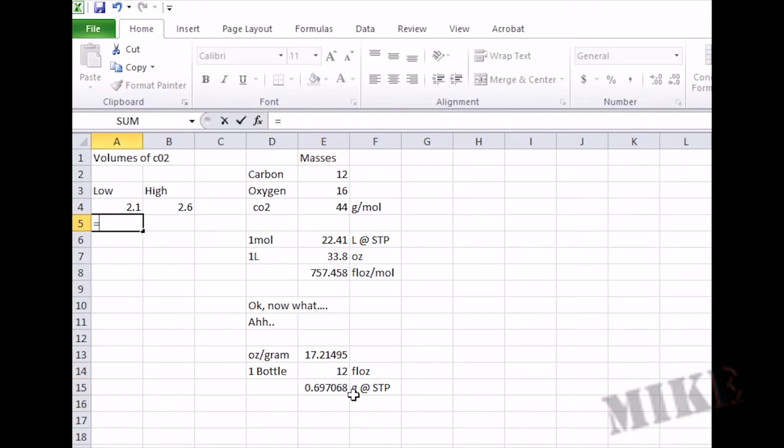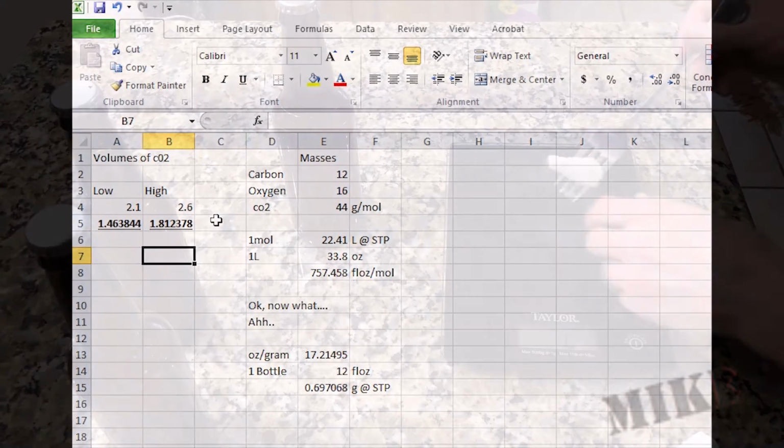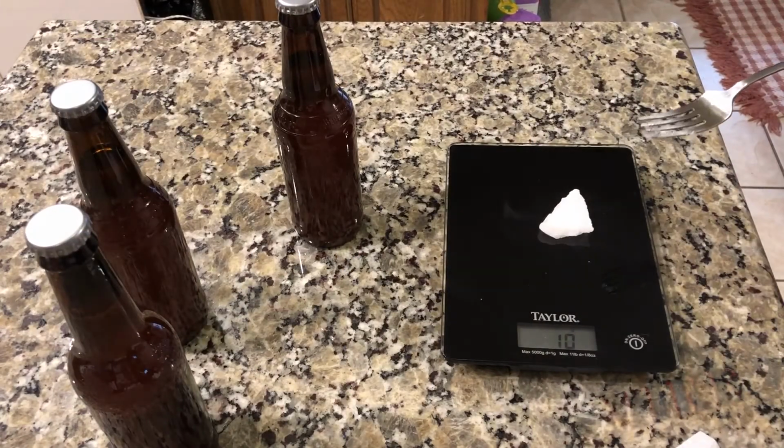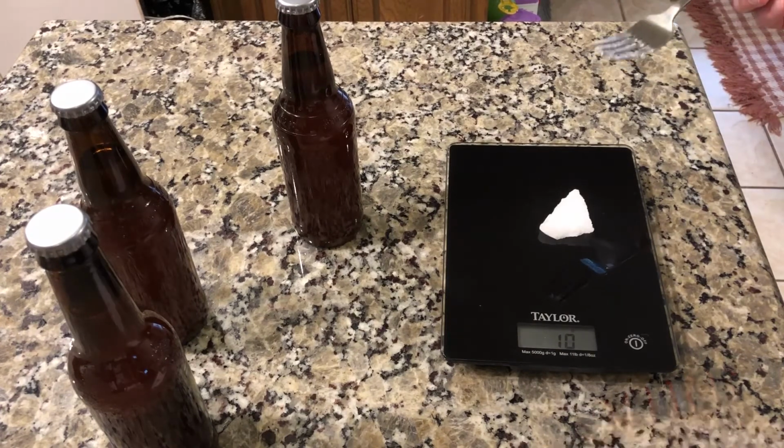So now I got to take this number here and multiply it by that to get my low end at 1.4. I'll drag that over and do the same thing, and my high end is 1.8 grams per bottle. Okay, not bad. So that's 10 grams. I need a fifth of that.